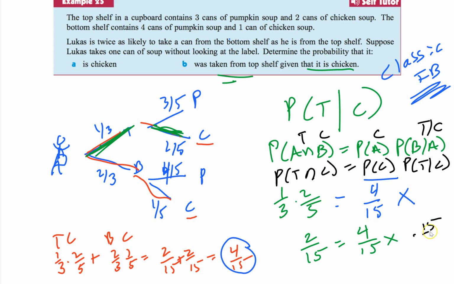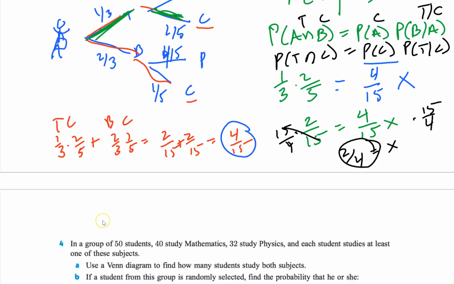Times 15 over 4. And you get 2/4 or 1/2 equals X. So 2/4. And that's the way you do given that with the tree diagram. I like to use the formula a lot with this. Use the formula. Don't forget, you're generally going to use the answer from before. They love to do that. Also makes your work a little less. So that's how you do that. Okay, two more and we're done.